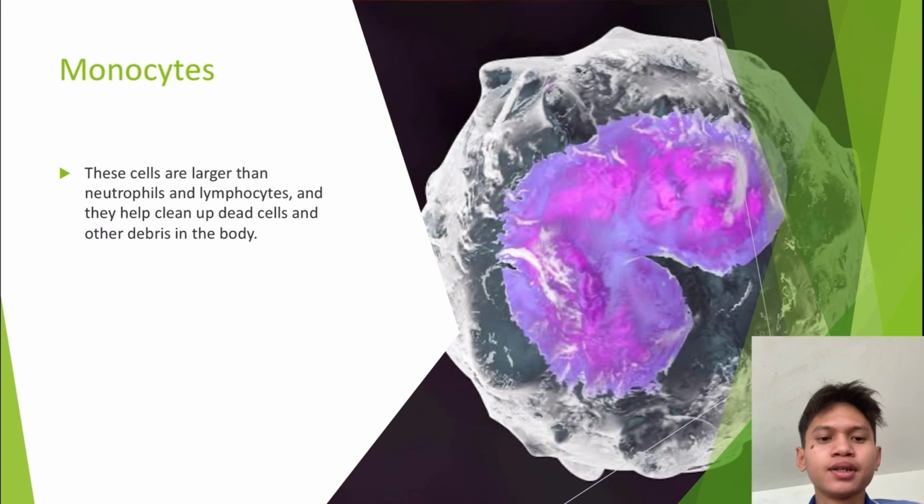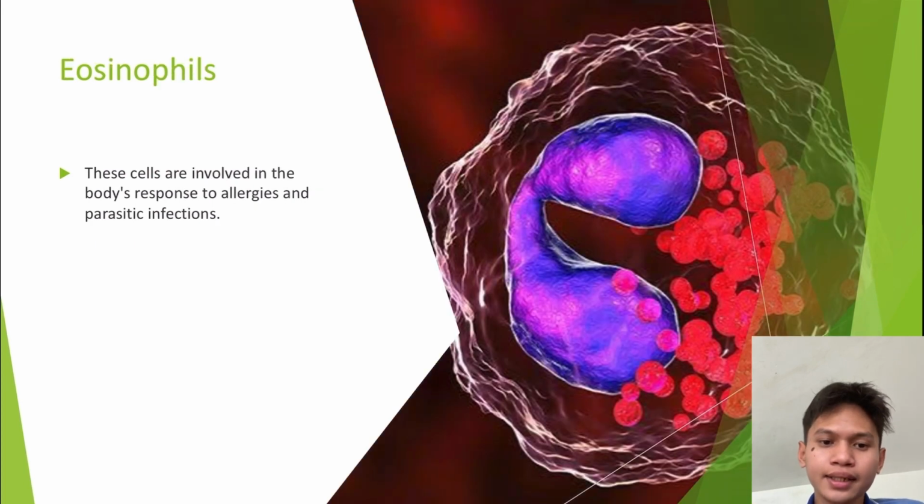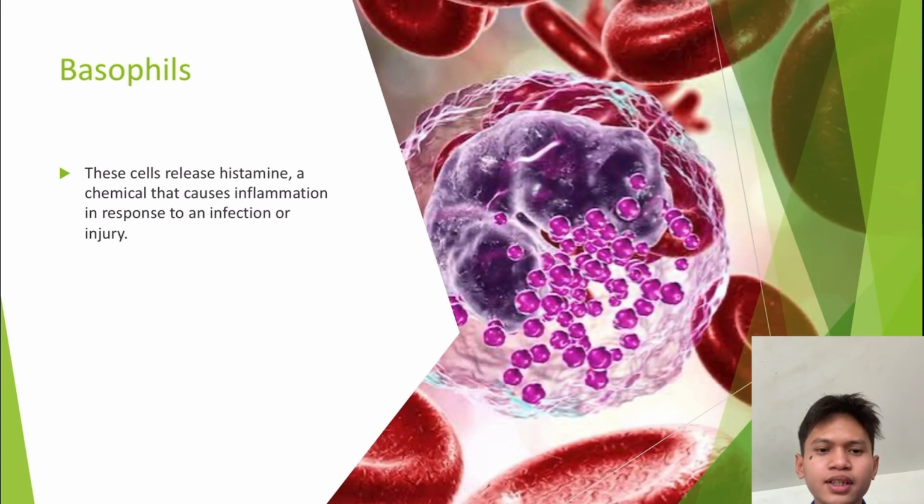The monocytes. These cells are larger than the neutrophils and lymphocytes, and they can help clean up dead cells and other cells. Eosinophils. These cells are involved in the body's response to allergies and parasitic infections. Basophils. These cells release histamine, a chemical that causes inflammation in response to an infection or injury.